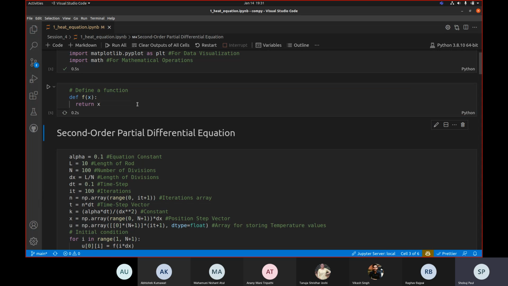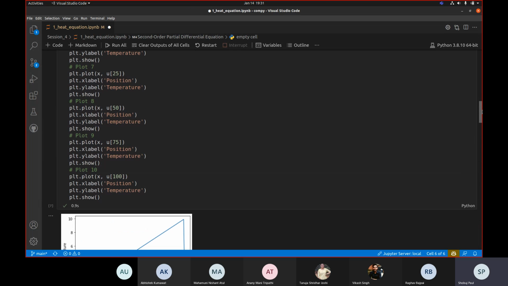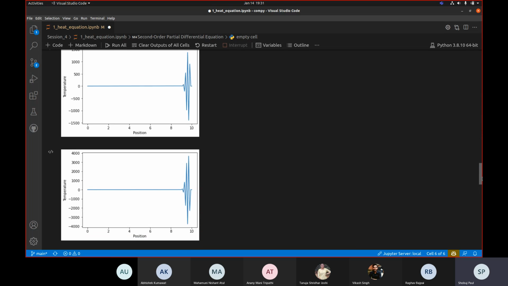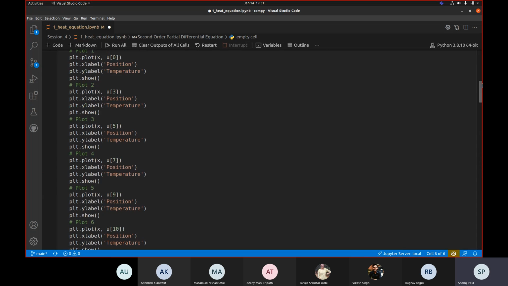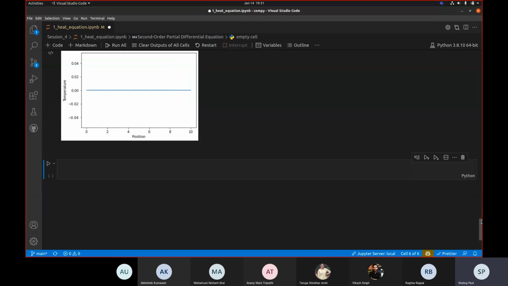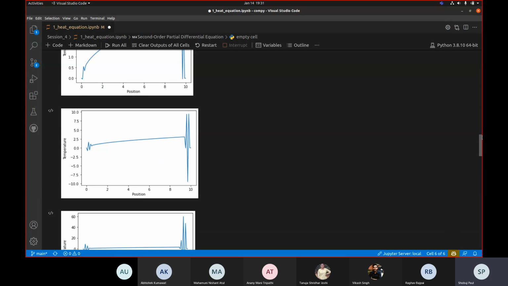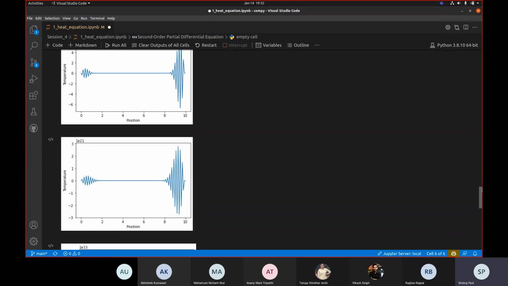Here I'll take a linear distribution. You will see the same thing happening here, the temperature in the middle of the rod gradually decreasing, accumulating to the side and passing out. Similarly, suppose this kind of a boundary, here you will see something different. Here you will see heat getting accumulated on both sides and passing out.